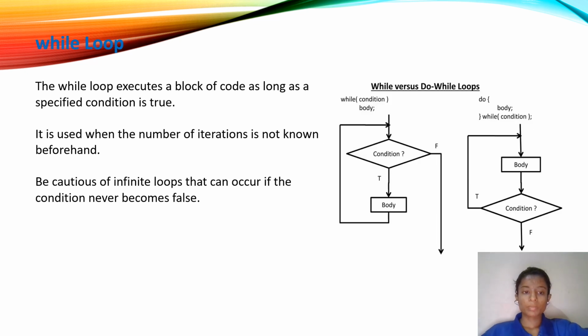While loop. The while loop executes a block of code as long as a specified condition is true, and it is used when the number of iterations is not known beforehand. Be cautious of infinite loops that can occur if the condition never becomes false.